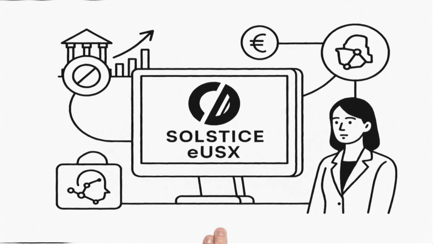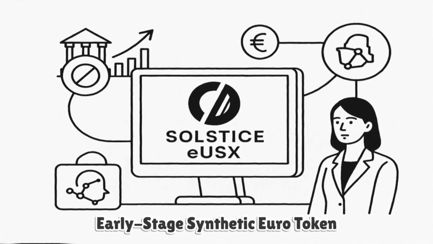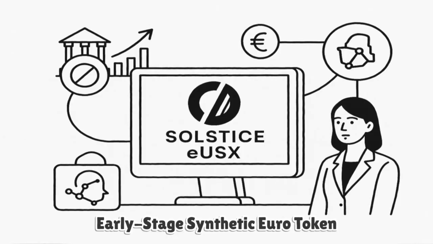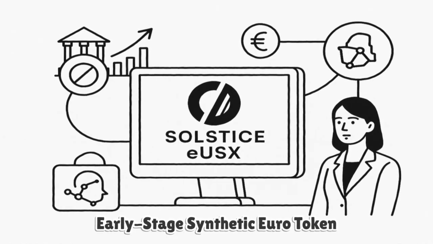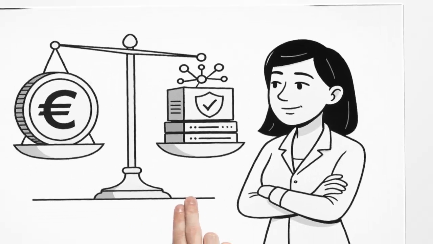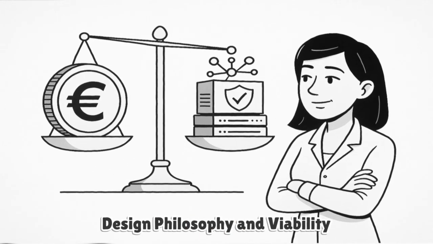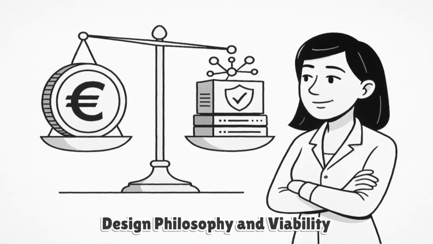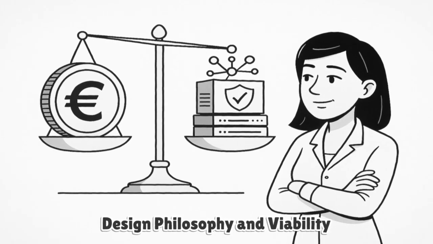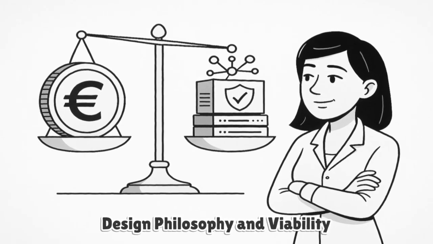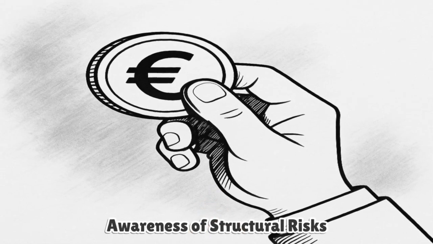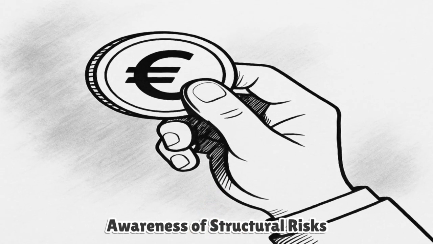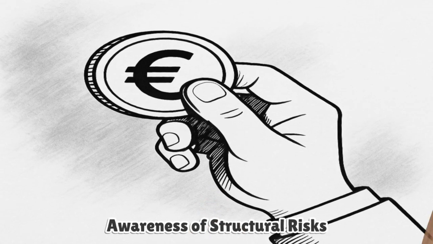At this stage, Solstice eUSX should be viewed as an early-stage synthetic euro token backed by an emerging decentralized derivatives protocol. Its design philosophy focuses on providing euro-denominated value without centralized custodians, but its ultimate viability will depend on collateral strength, transparency, and platform adoption. As with all synthetic assets, users should remain aware of the structural risks and monitor ongoing developments closely.